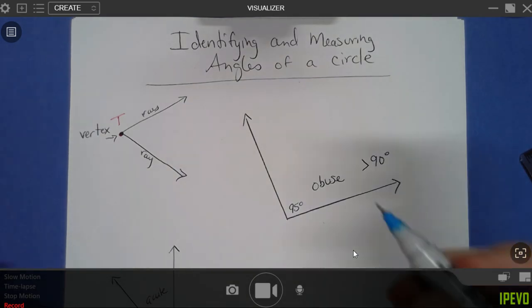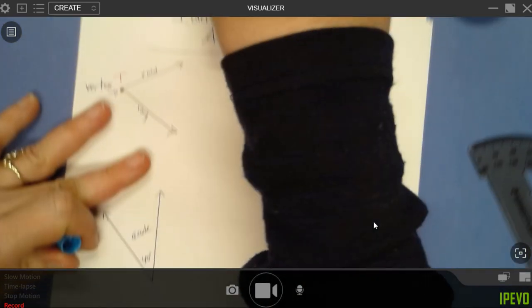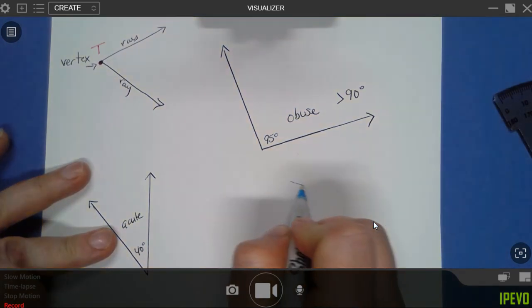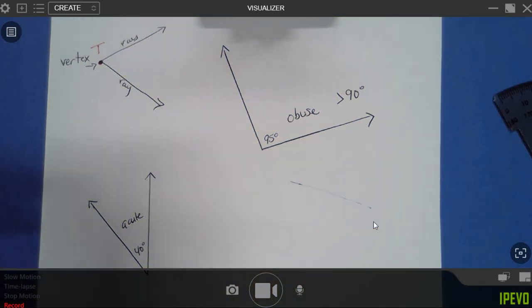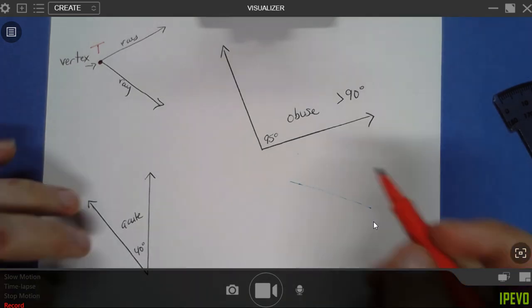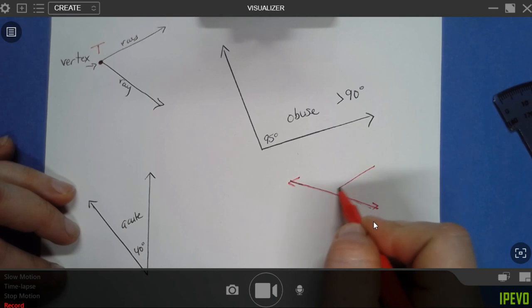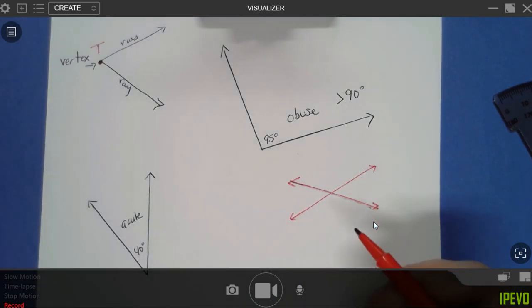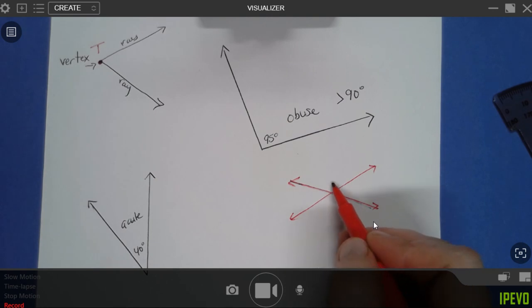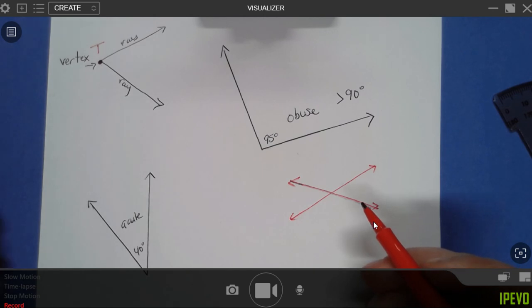That all looks great. But what if you had something like this? We'll change pens out. If you have something like this, if I was to name this angle T, you look at it and hopefully you're like, well, hold on, there's 1, 2, 3, 4 different angles there. Which one's T?